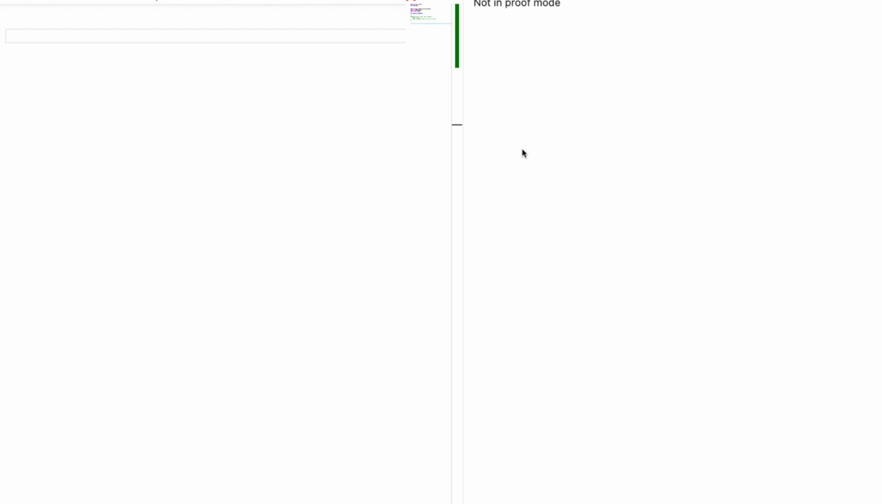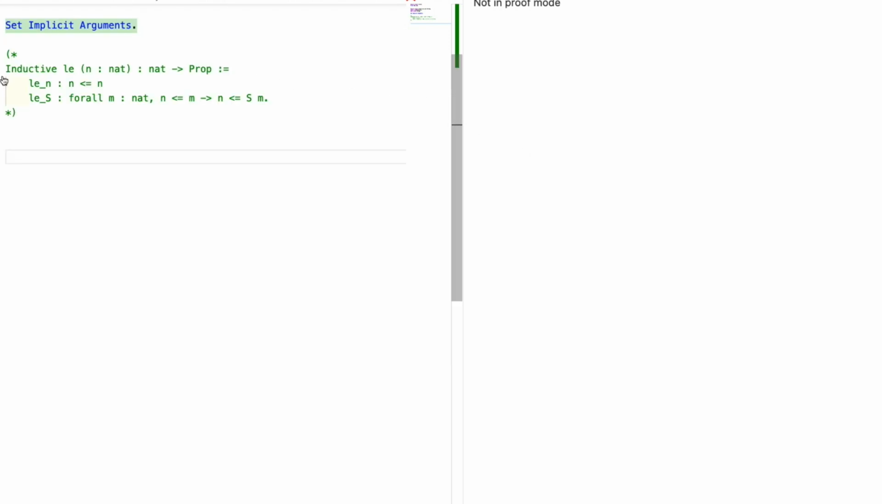Okay, so in this video, we are going to look at induction in Coq using two examples. And we are going to use this inductive definition for less or equals from the standard library within Coq to drive our examples. This definition takes an input n of type natural numbers, and it spits out a proposition.